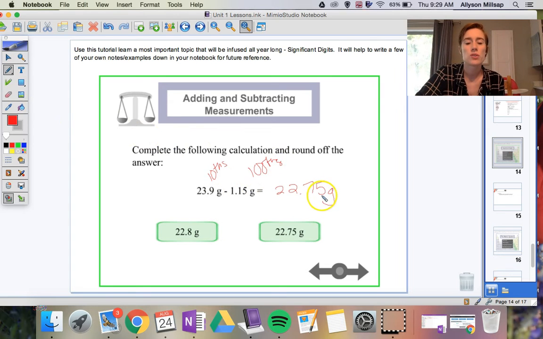So I have to round my answer to the least precision, which is the tenths. So I can only have one number here, which means I've got to round this guy off. So I'm going to round it up to 8 and get rid of the 5 here. So 22.8 would be my answer.